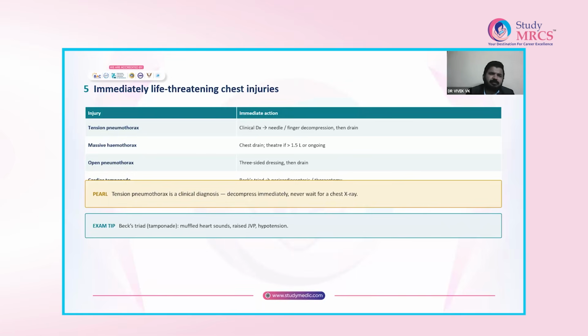So what about the cardiac tamponade? In cardiac tamponade you will get Beck's triad, that is muffled heart sounds, hypotension, and a raised JVP. So that is cardiac tamponade. So what will be the treatment of cardiac tamponade? That is pericardiocentesis. It is the immediate needle pericardiocentesis. That is the treatment of cardiac tamponade.